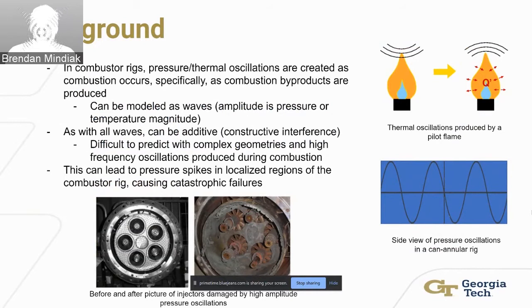As you see in this image here, this was from JPL, where this is the injector plate. So here's where the fuel is injected into the combustor, and they allowed it to be subjected to these thermoacoustic instabilities and the temperature. There was a spike near the injectors, as you can see, that caused the system to fail and resulted in the image on the right.